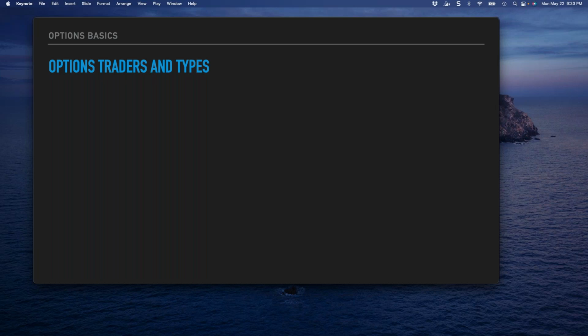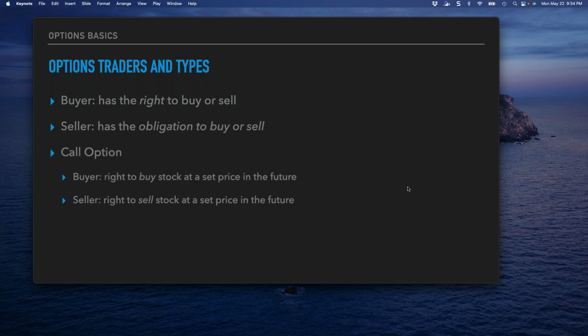To put the role that each of these individuals play in the options market a little bit more clear, let's take a look at the two types of options that can be traded. Let's talk about calls, and then we'll talk about puts. So as always, the buyer has the right, the seller has the obligation to buy or sell.